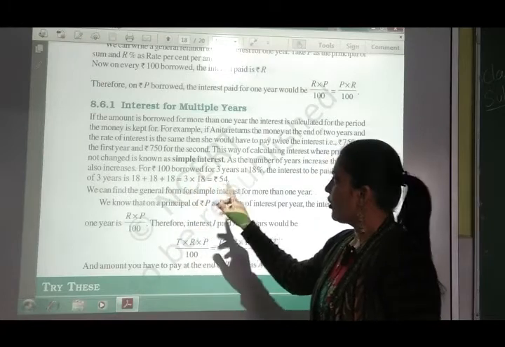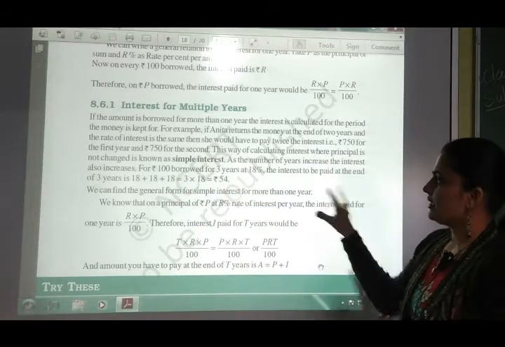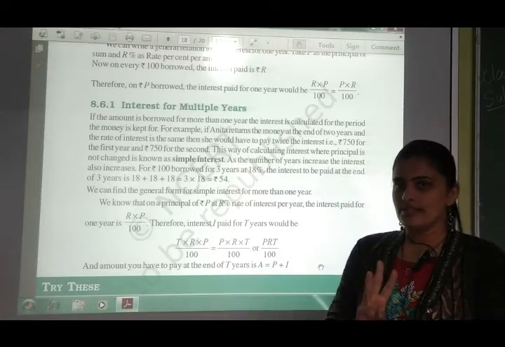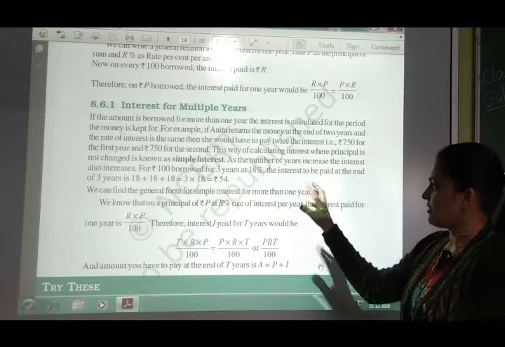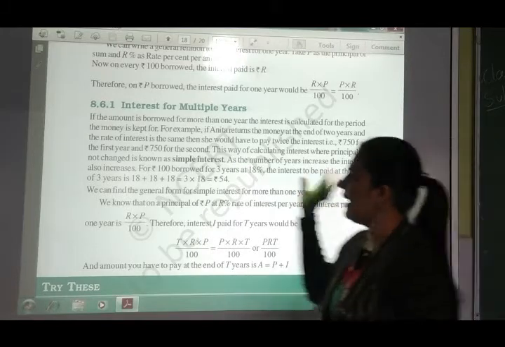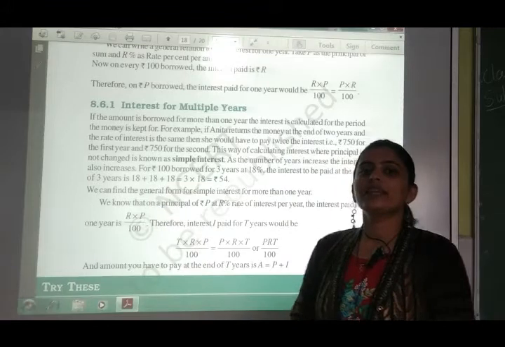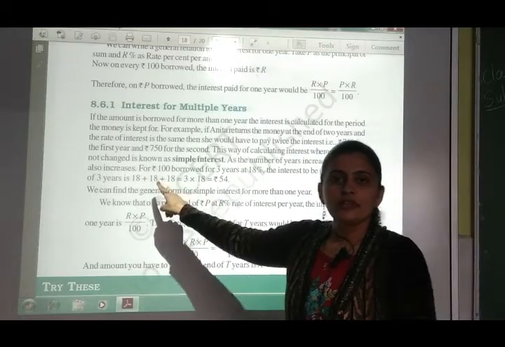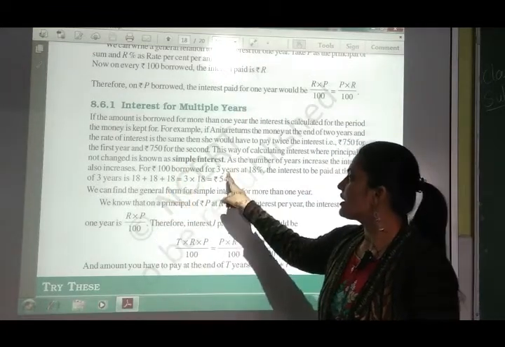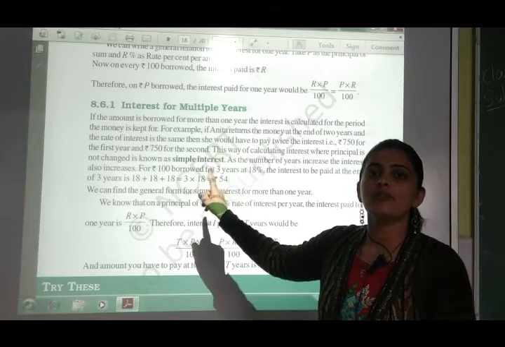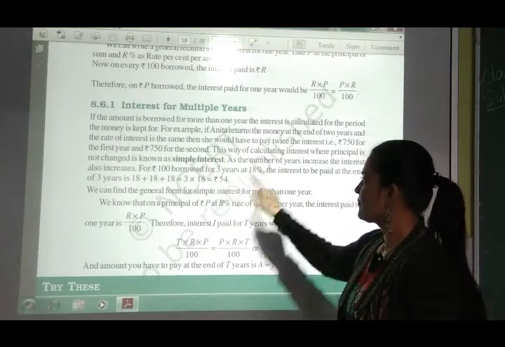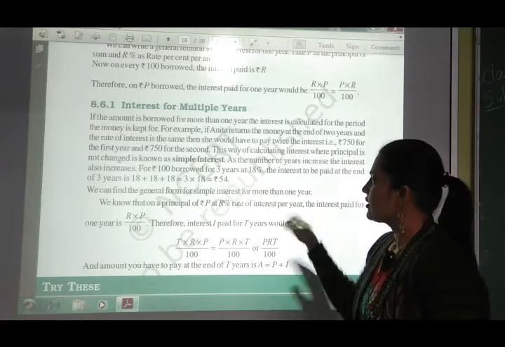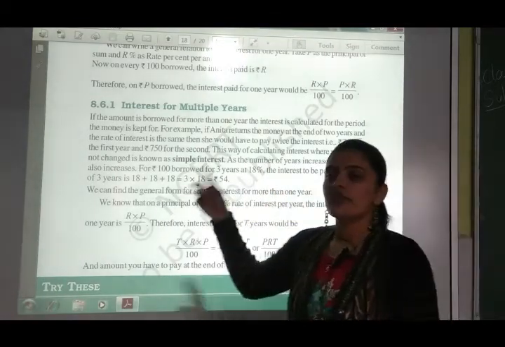If the number of years is increasing, then the interest you have to pay will also increase. Take rupees 100 borrowed for 3 years at 18%. Here the example is that someone is borrowing rupees 100 for 3 years, and the rate of interest is 18%. The interest to be paid at the end of 3 years is 18 plus 18 plus 18. The principal over here is rupees 100, time is 3 years, not 1 year, and the rate of interest R% is 18%. So what will be the interest he has to pay after 3 years?